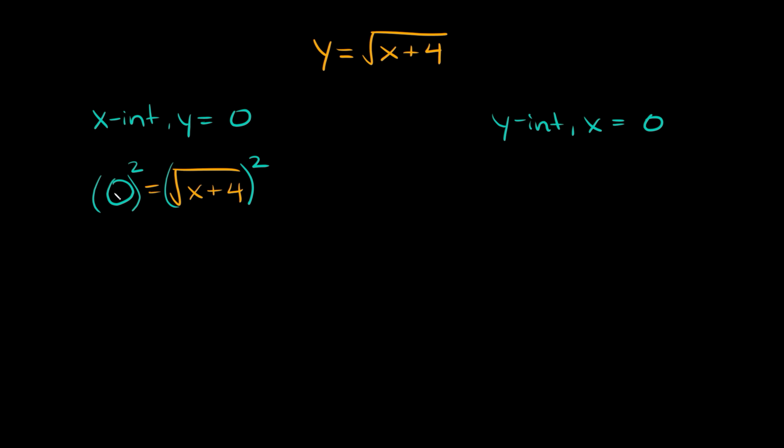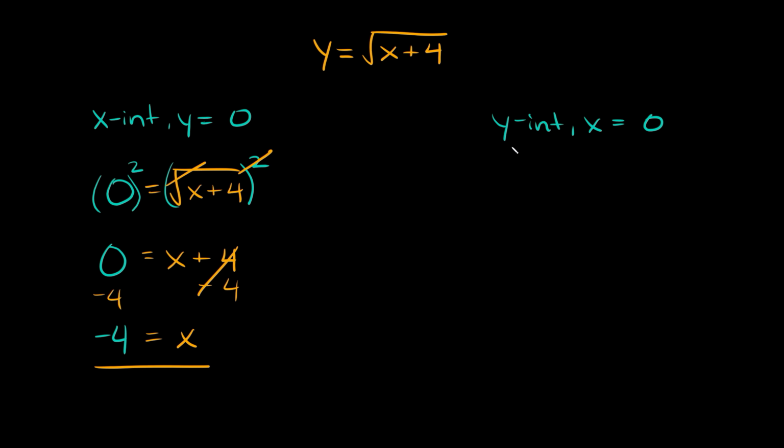So here on the left side, 0 squared is still just equal to 0. And that's equal to this side now, where the square root and the squared exponent cancel out, and all we're left with is what's inside of the radical, which is x plus 4. Then to solve for x, finally, we just subtract 4 from both sides. So we get that -4 is equal to x. So this equation hits the x-axis at -4.